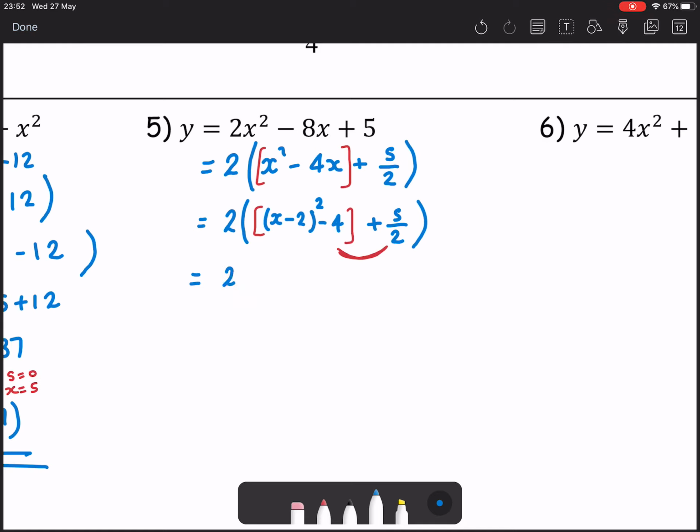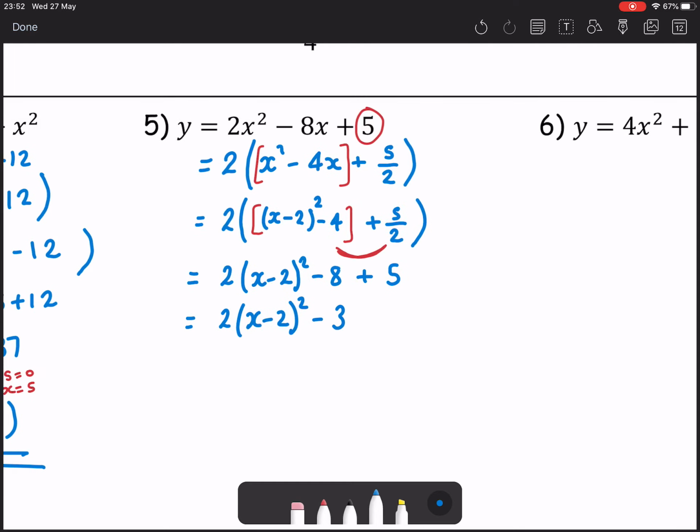So 2 lots of the bracket as I multiply through. 2 lots of the minus 4 gives me minus 8. And 2 lots of the plus 5 over 2, don't even need to think about it, I just get the 5 that I started with. At the beginning I took out a common factor of 2, and then I multiplied back through by 2. So I just always end up with that 5 value to finish. And then I can combine 2 lots of the bracket. Minus 8 plus 5 is minus 3. And that's me completed the square.